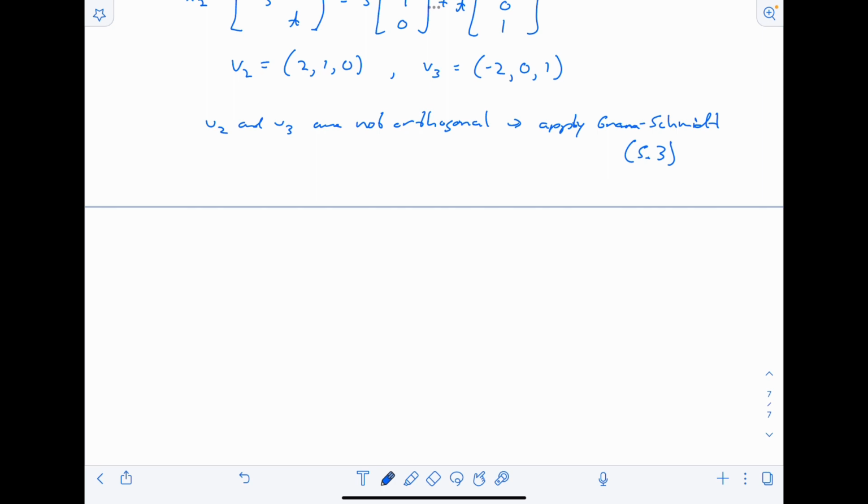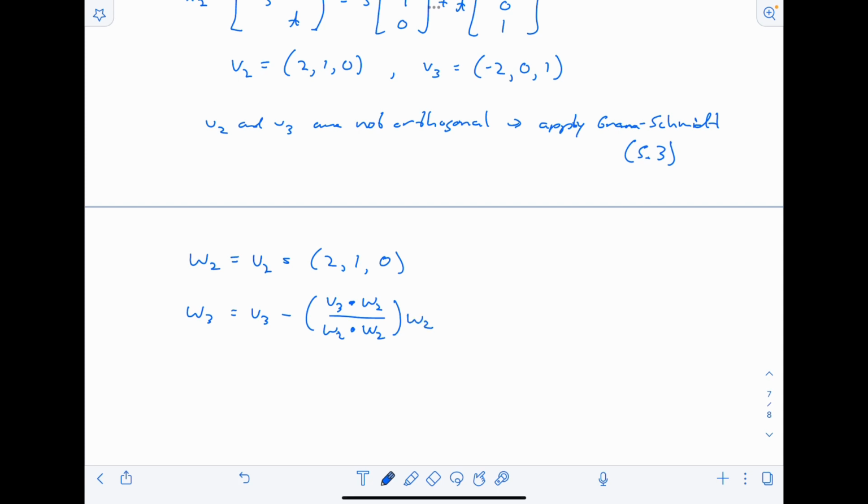So let's start with V2. This is where we say that W2 equals V2, which is just going to be 2, 1, 0. And then W3 is going to equal V3 minus the quantity dot product of V3 and W2 divided by the dot product of W2 and W2. And then that is multiplied by the vector W2.